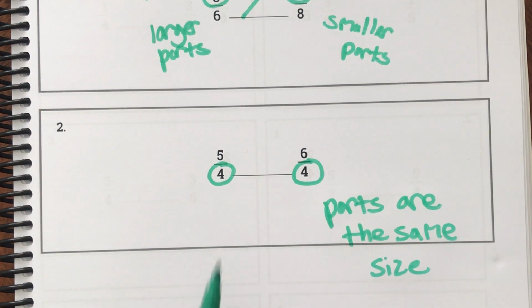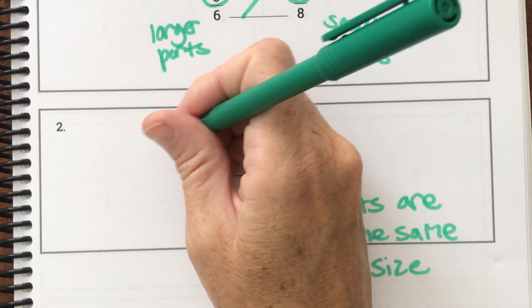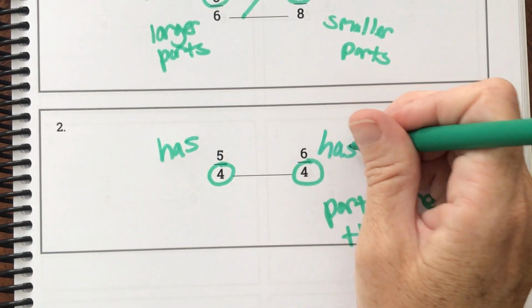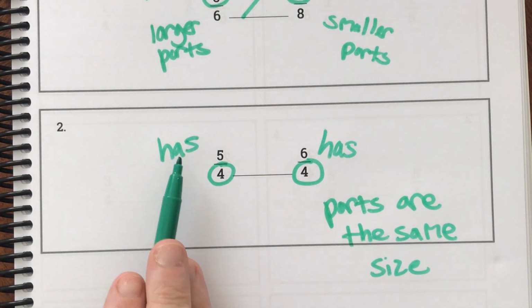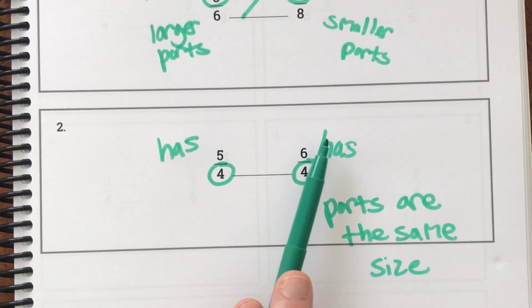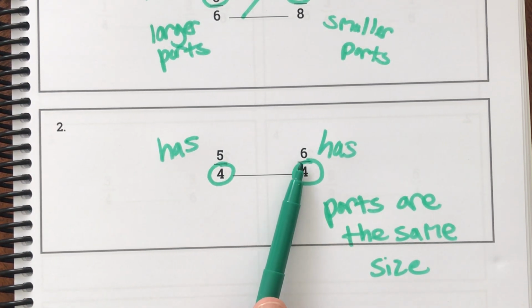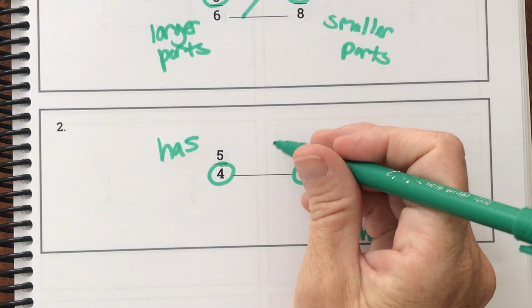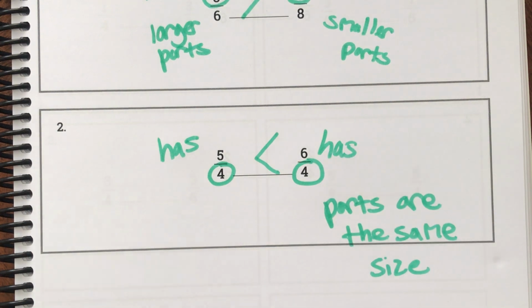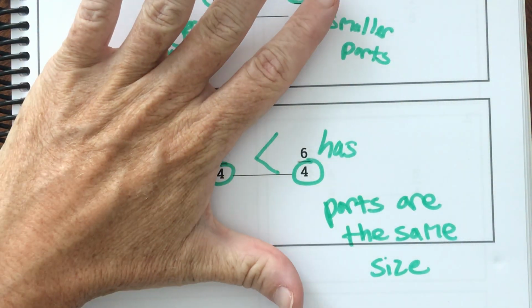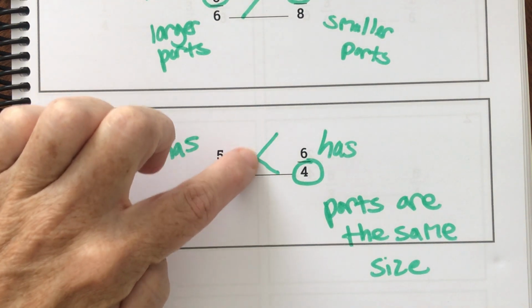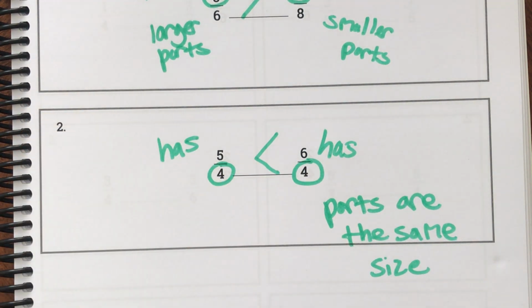Okay, but this person has 5 and this person has 6. So if you have 5 and this person has 6, but the parts are all the same size, doesn't this person have more because they have more pieces? So we're going to say that one is larger. I'm going to grab the bigger one. And remember now that looks like an L, so the way I'd read this is 5/4 is less than 6/4.